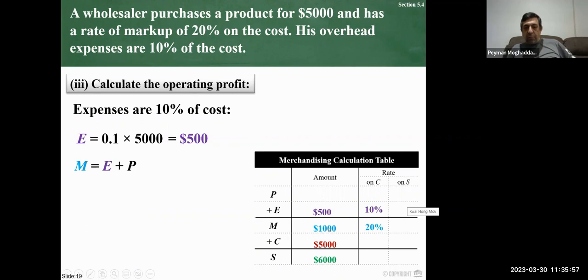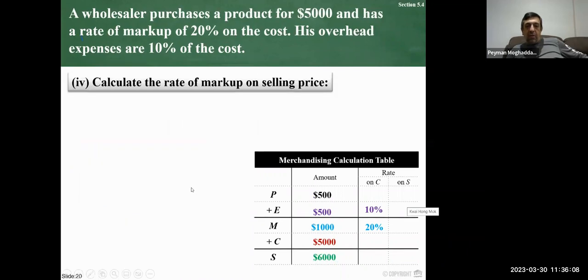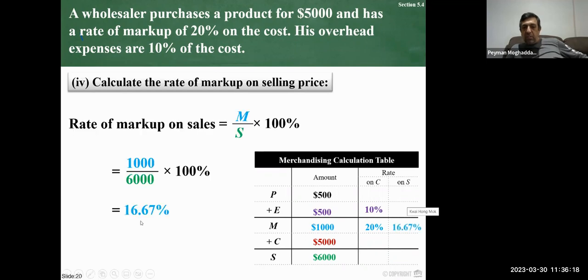So profit is basically going to be markup minus expenses. So the profit is going to be 500, right? That's how you calculate the profit. Calculate the rate of markup on selling price: markup divided by selling price multiplied by 100. So it's going to be 16.67%. That's going to be the rate of markup on selling price.